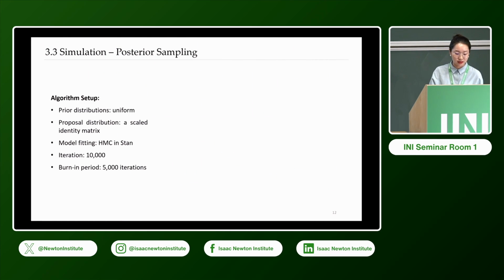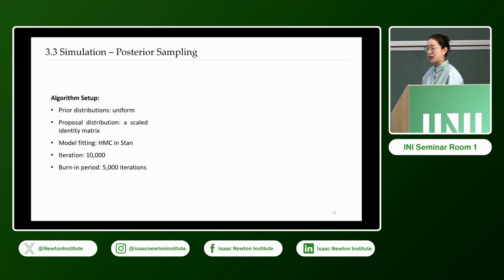In the posterior sampling stage, we specify a Bayesian model in STAN incorporating the uniform prior of the parameter values and also the synthetic data based on the summary statistics. The model fitting process is conducted using HMC to derive the posterior samples. We executed 10,000 iterations and treated the first half as burn-in.